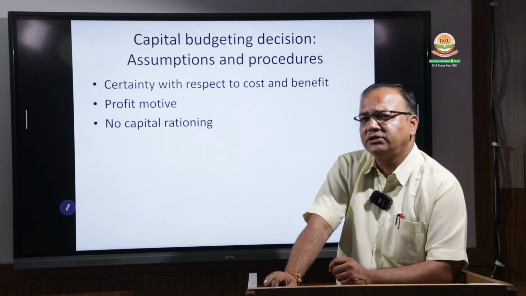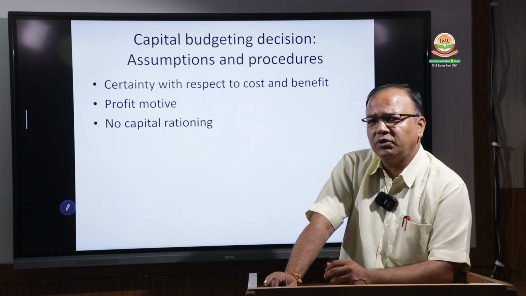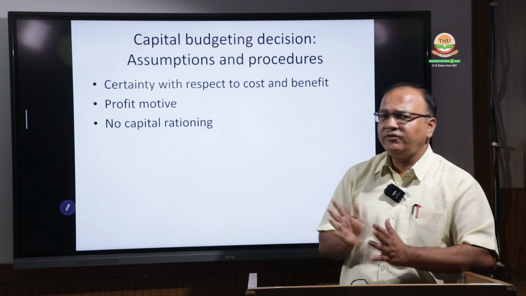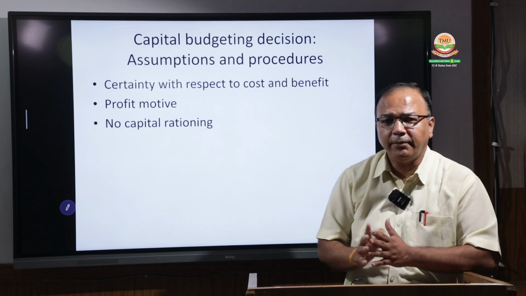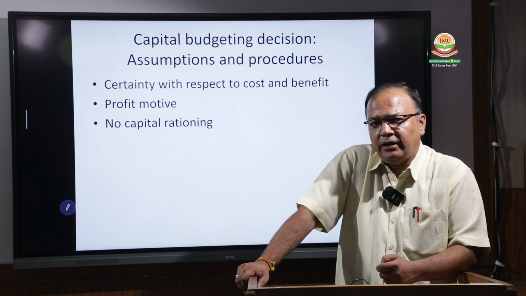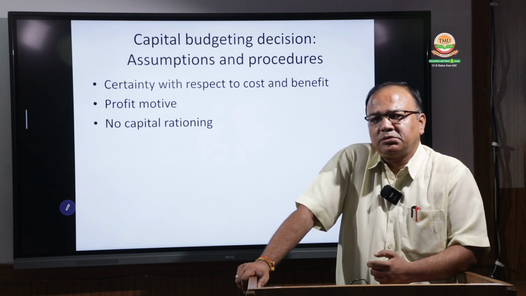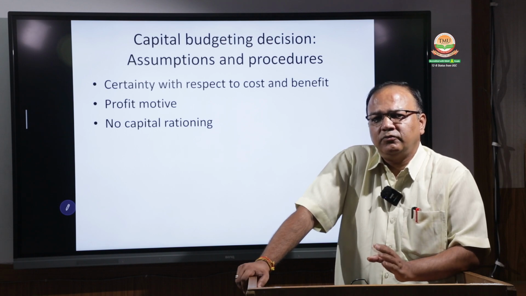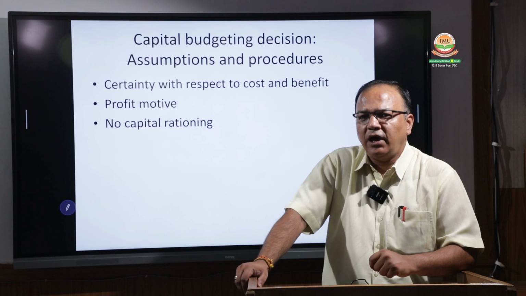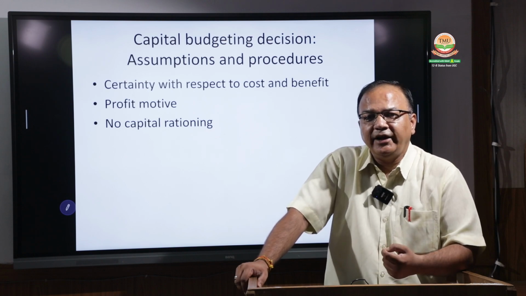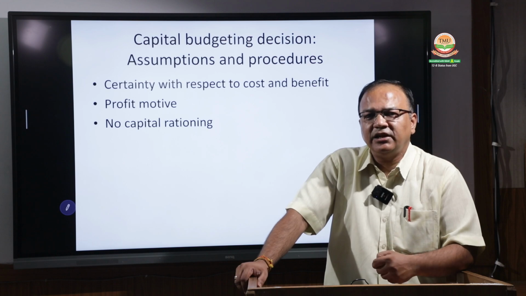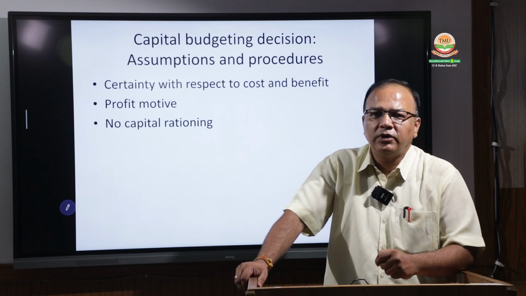That means whenever we have to take capital budgeting decisions, we have to make some assumptions because whenever we have to take a decision, we have to take some assumptions. So assumption number one, certainty with respect to cost and benefit. It means we have to assume that if you are planning for the organization, we are very much assured about the expectation we are having in our mind. For example, I have to start a business, I have to start an organization for which I need rupees 20 lakh. It is my expectation that I will generate cash flow after tax of around 10 lakh every year.